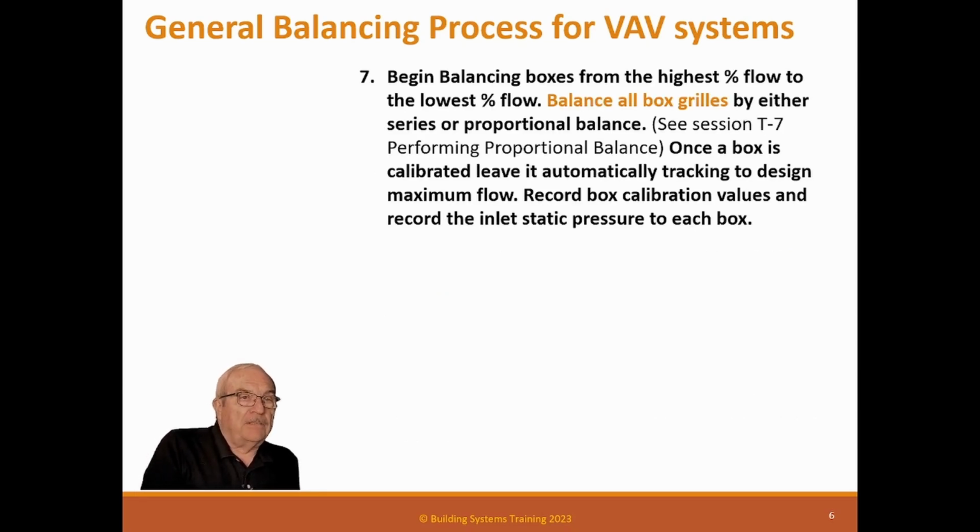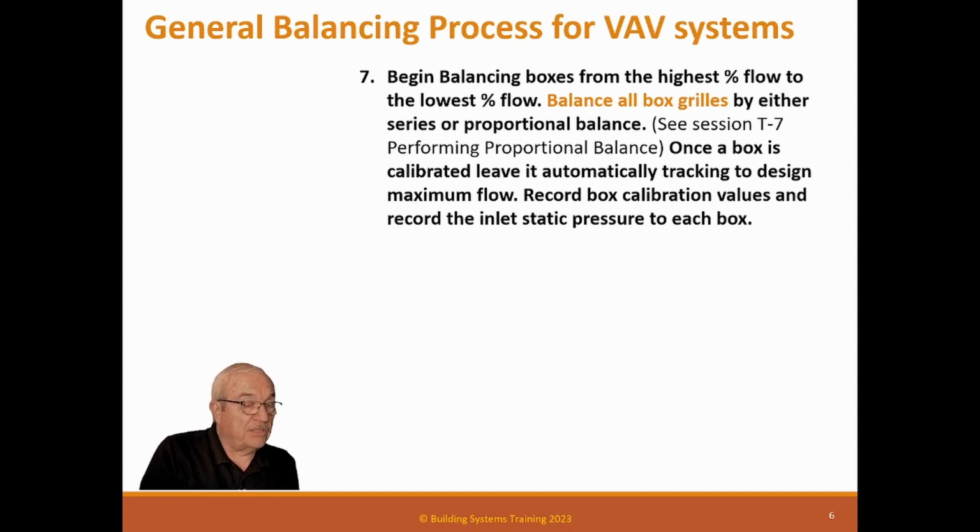Okay, begin balancing boxes from the highest percent flow to the lowest percent flow. Balance the box grills by either a series or proportional balance. And T7 will tell you how to do proportional balance. Now, the difference is a proportional balance balances from the lowest box to the highest box with all of them, the percentages all being where they should be. So when you're done, if you change any CFM, it will automatically change, and you never have to go back. So if you balance the first two grills, you never have to go back to them.